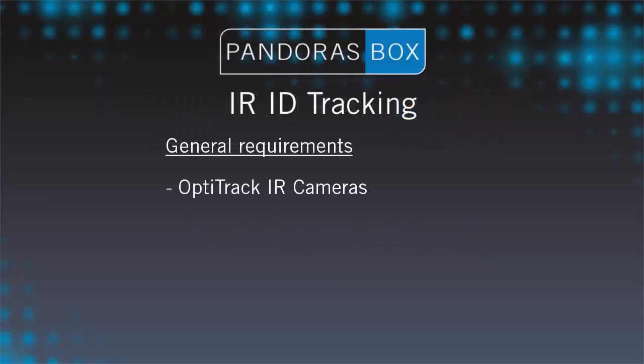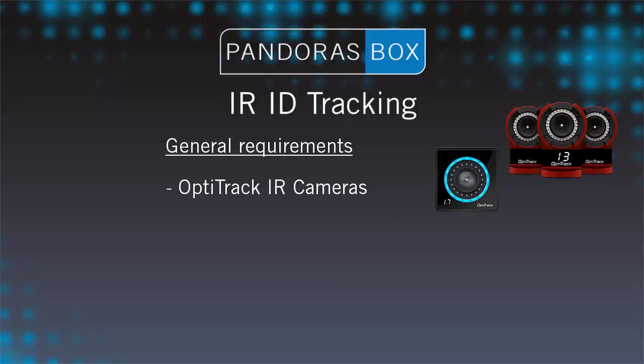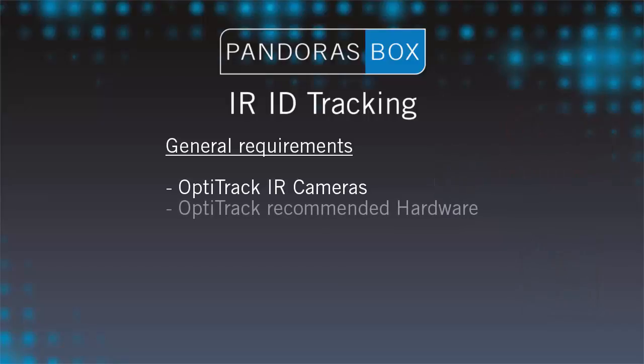First, we need some infrared cameras. For the IR ID tracking, Widget Designer supports only OptiTrack cameras from Natural Point. There are several models available, for example the Flex 13 that is powered by USB or the Prime 17 that is powered over Ethernet. In our tutorial we will use the Prime 13, also powered over Ethernet. To connect the cameras to a computer, please use only hardware that is recommended on the OptiTrack website, which lists network switches, USB hubs and cables.